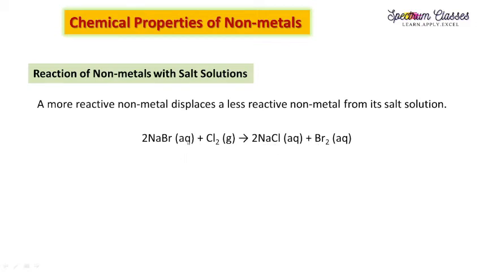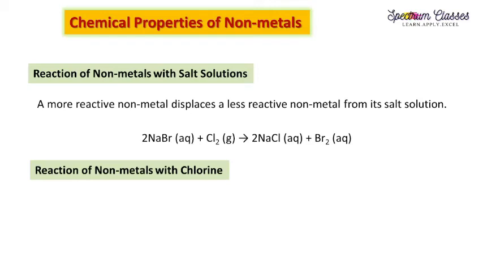Here what is written in the brackets is aq. aq represents aqueous. Aqueous means water solution. This g represents the gas. It means chlorine is in the gaseous form. NaCl is aqueous, so this is in a solution of water. Bromine is again aqueous, so this is in solution of water, right, in the reaction container.